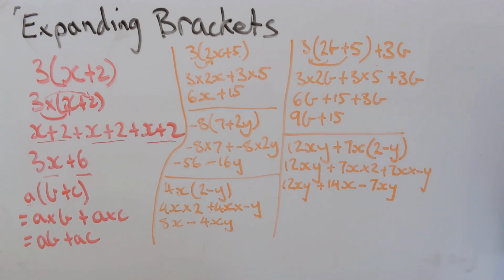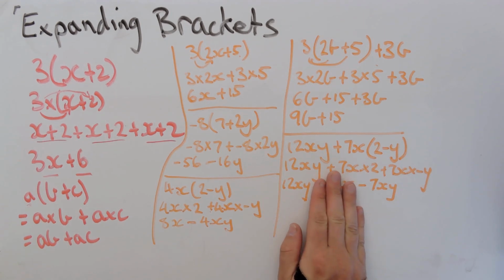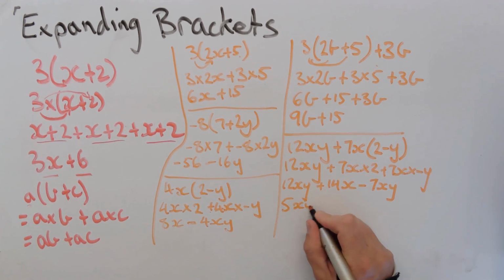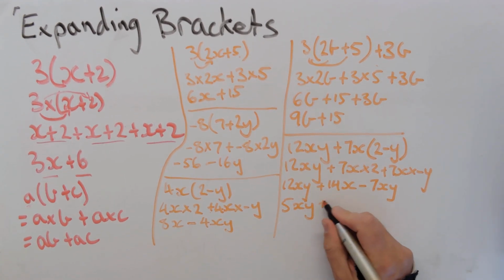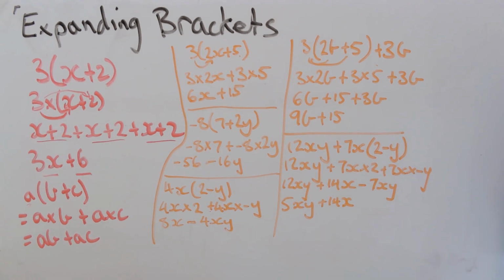Look for like terms. Well, we get them with our 12xy and our negative 7xy. So again, hide what you don't want. We can see that 12xy minus 7xy gives me 5xy, plus 14x. They're not like terms, so we can't add them together. And that's all our worked examples.